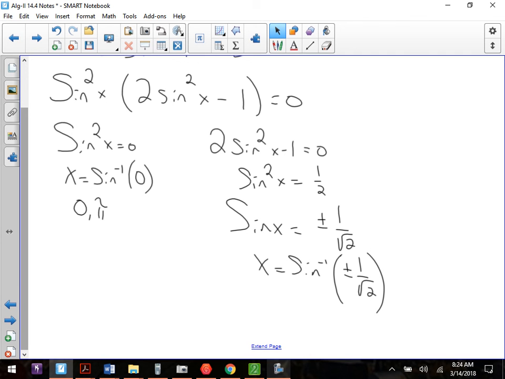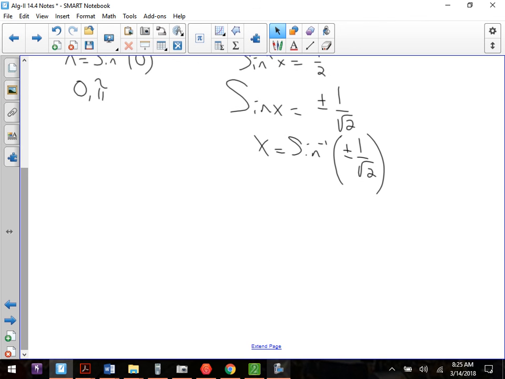Which triangle had the root 2's? 45. So sine is opposite over hypotenuse, so that means you are at 45. So sine is positive in first and second, negative in third and fourth, which means it's all 4 45-degree angles again. So you're at pi over 4, 3 pi over 4, 5 pi over 4, and 7 pi over 4. And you get 6 answers.